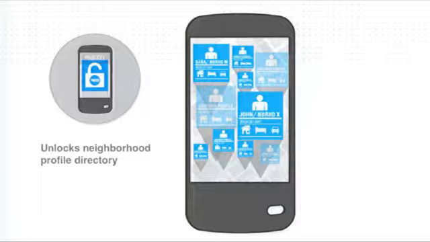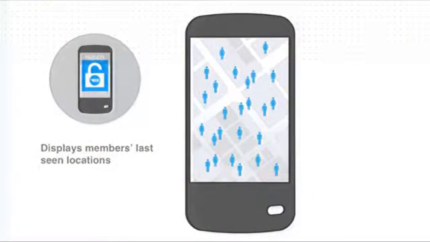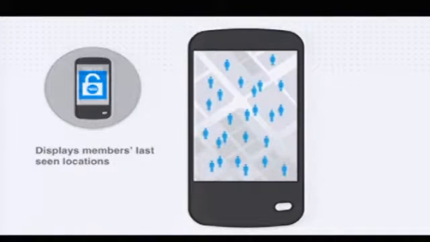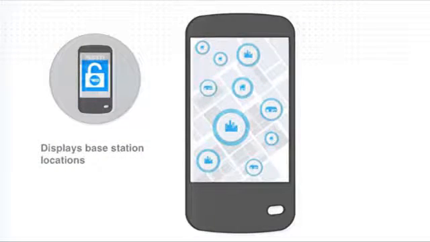So when it activates, it actually unlocks the neighborhood profile directory. And we say unlock because this information that's been pre-provided prior to the disaster is normally private. However, at a time when the emergency occurs, this information becomes relevant or the situation changes. Next, it displays the members' last seen locations. And we realize that this might change quickly in such a situation. However, we believe if we can provide a screenshot of the current situation and the members and where they're located, that would be key. And lastly, it displays the base station locations.